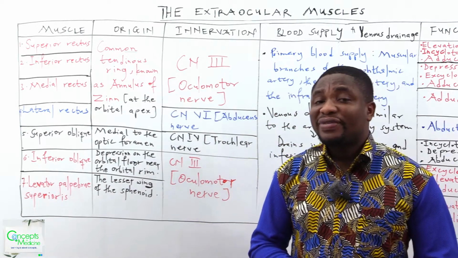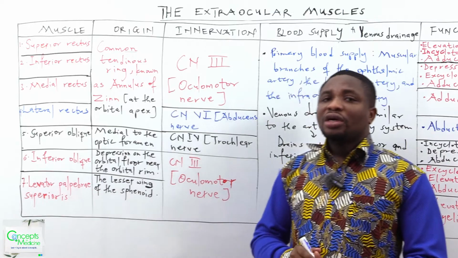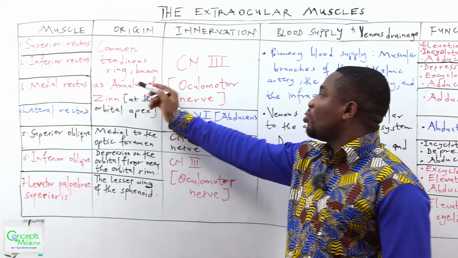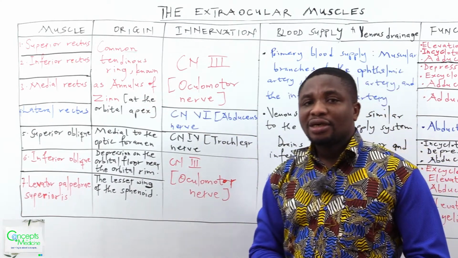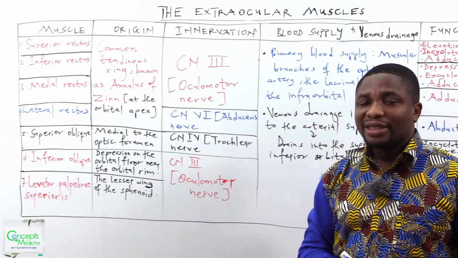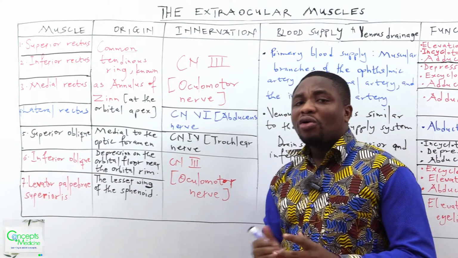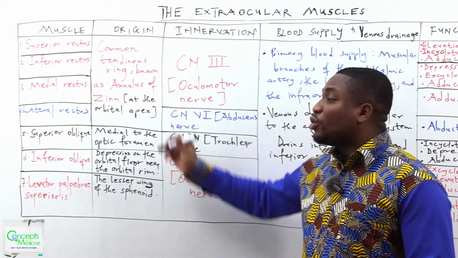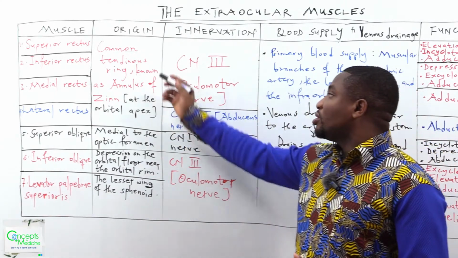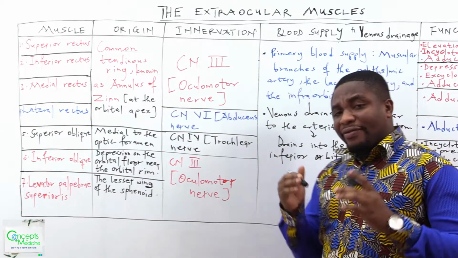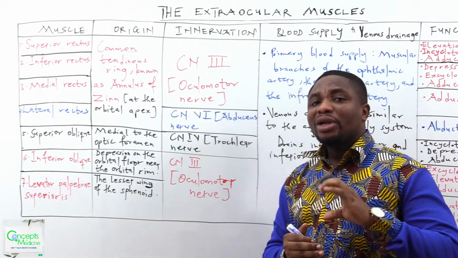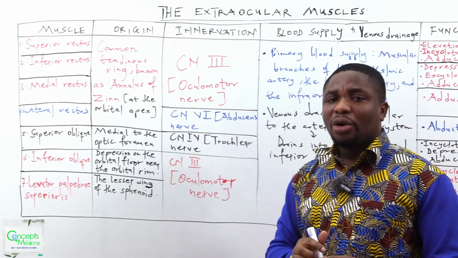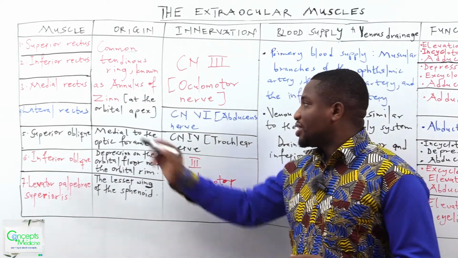Let's begin by looking at the first one, that's the superior rectus. The superior rectus originates from what we call the annulus of Zinn, which is a common tendinous ring. All the rectus muscles originate from the annulus of Zinn, and the common tendinous ring can be located at the orbital apex. So all recti muscles originate from the annulus of Zinn.